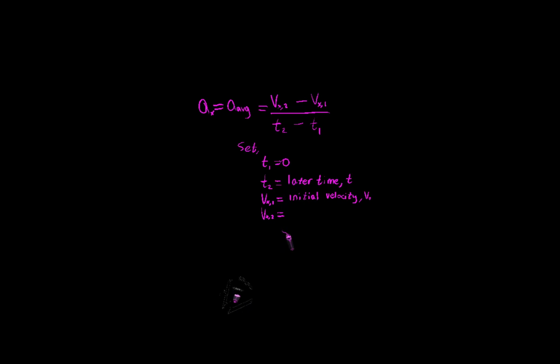And velocity in the x direction at v2 is your ending velocity. We'll say ending velocity, and we're going to call that v. And it's going to be velocity, or v in the x direction at some time t that you're specifying. So ending velocity vx at some time t.